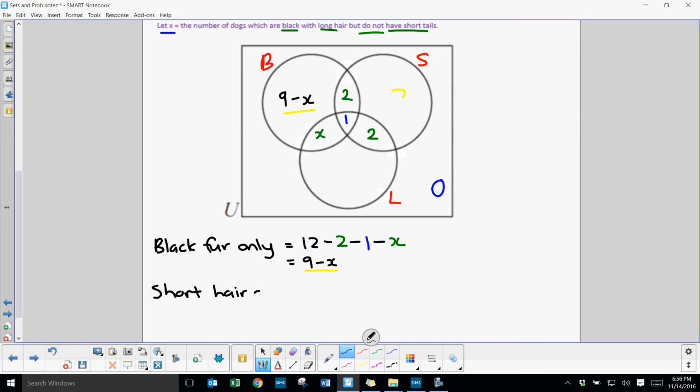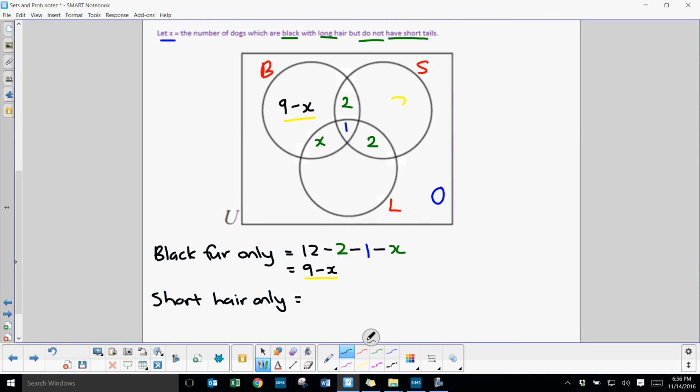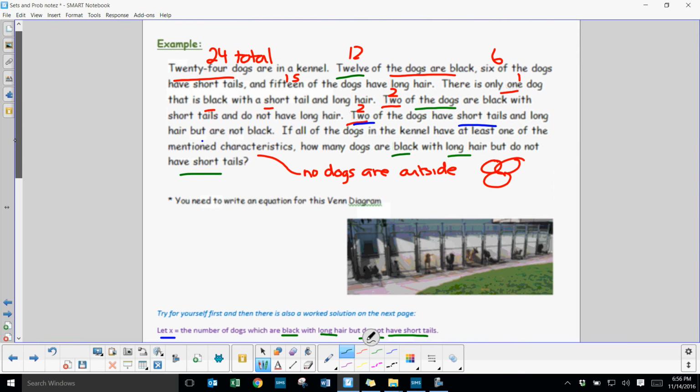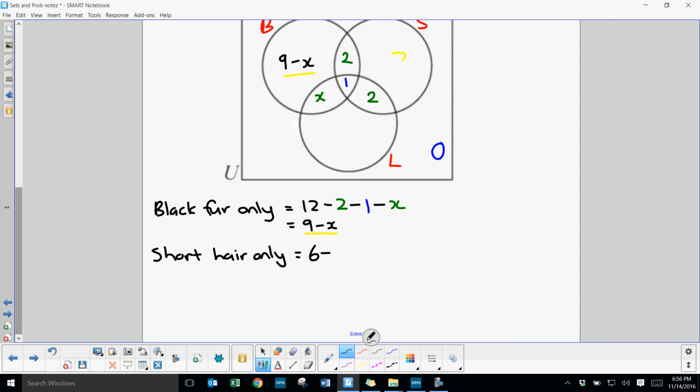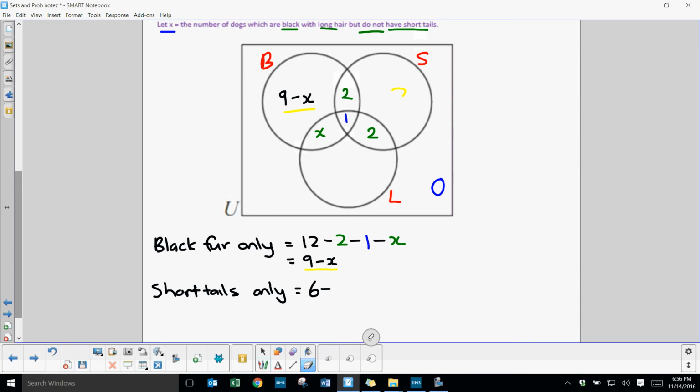Short hair only. So you need to look up at the top of the question again. How many in total need to have short, sorry, I keep saying short hair, short tails, sorry. There's 6, according to the question, that have short tails. So 6 minus, I should change that to tails as well. Short tails only. Let's look at the S circle. So short tails at 6 minus the green 2, minus the blue 1 and minus the other green 2.